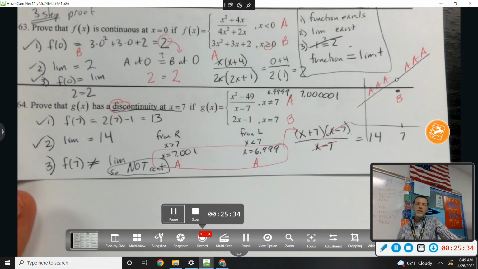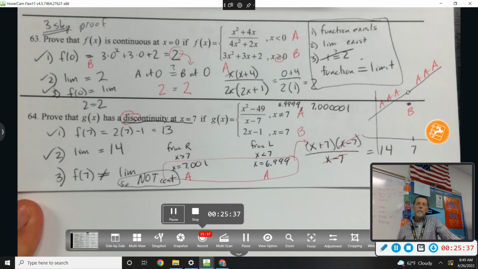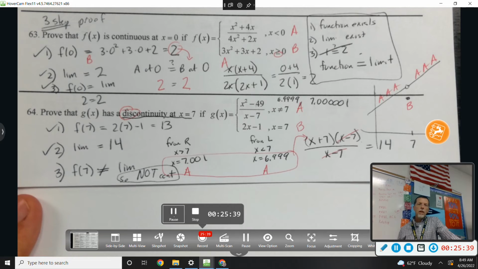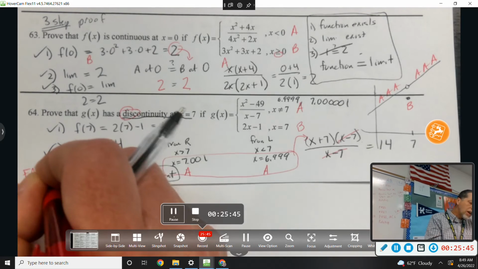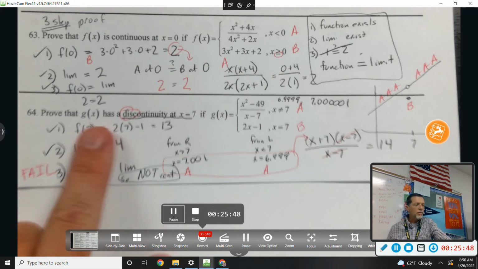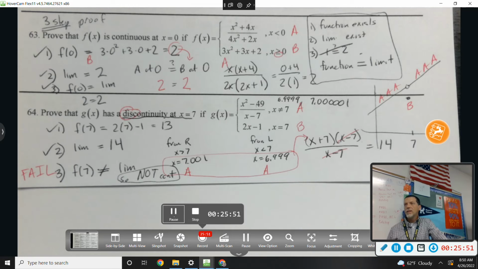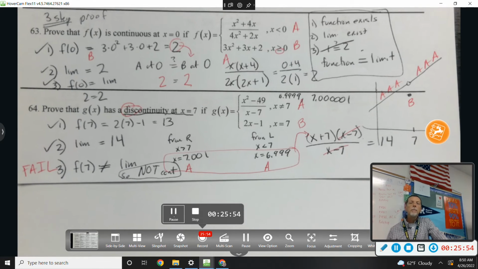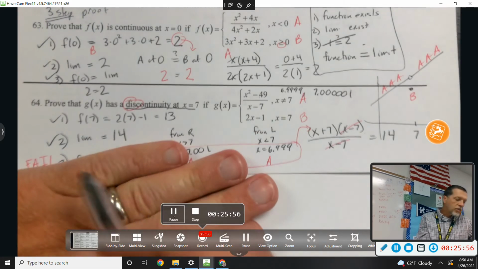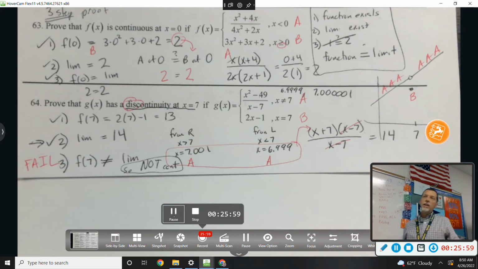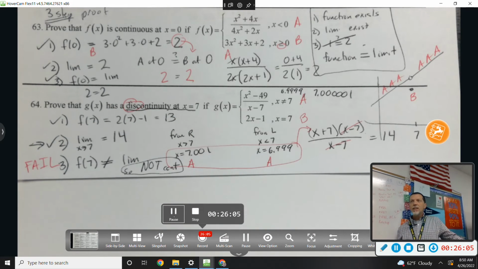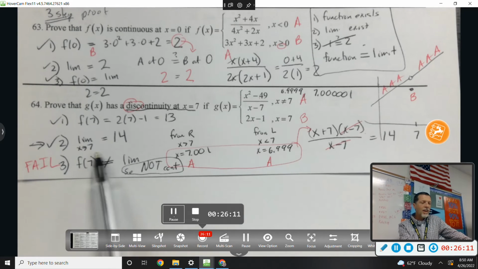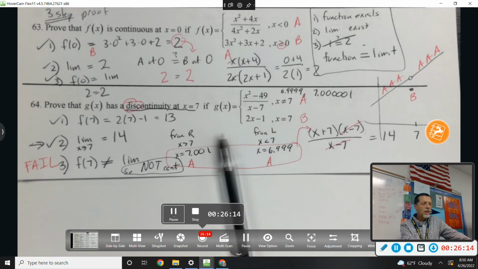I'm not using this because it's saying prove that it's discontinuous. It says prove that it's discontinuous. So it's still the same 3 steps, but we know ahead of time that one of these steps is not going to work. Yeah, so we're not using B for step 2. We only need part A. Because the limit means as x gets close to 7, it doesn't mean x gets to 7. It just means as x gets close to 7. Well, if we don't get to 7, then we don't ever get to use branch B for this limit.